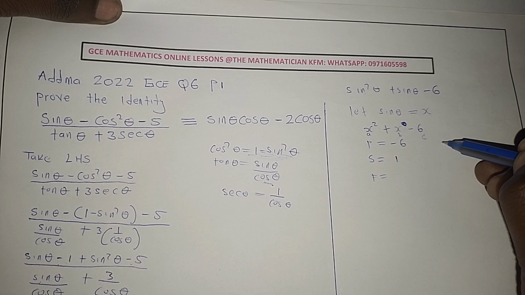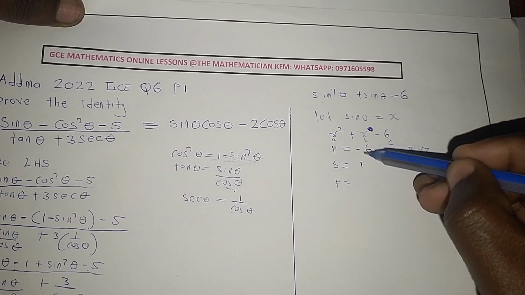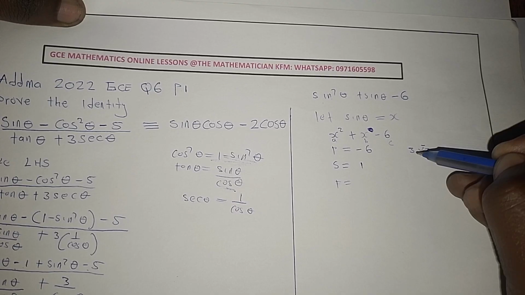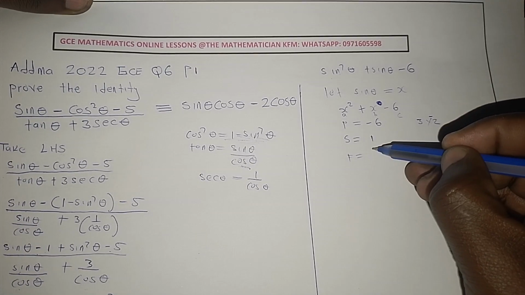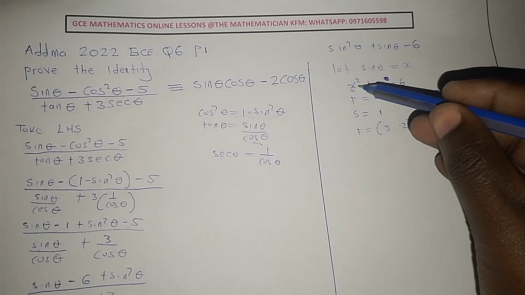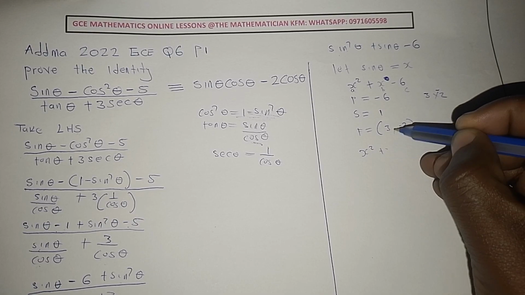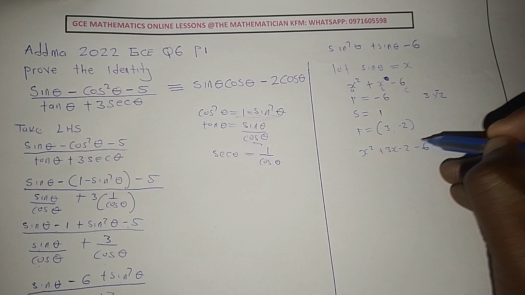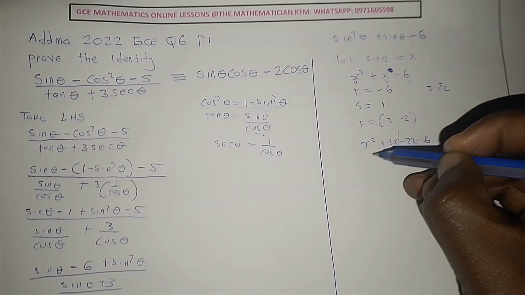Two numbers which when you multiply should give you -6 and when you add should give you 1. We know that 3 times 2 is 6, but we can observe there is a negative, so let's put a negative on the 2. 3 times -2 is -6, and when I add these, I get 1. So 3 and -2 are the factors. I substitute there and I'm going to have x squared plus 3x minus 2x minus 6.